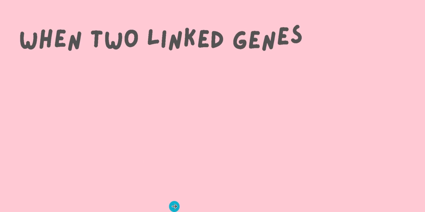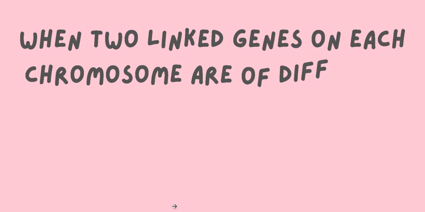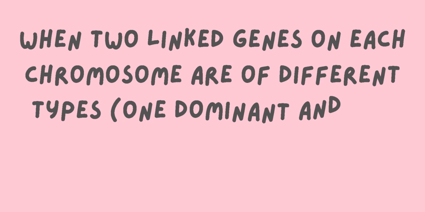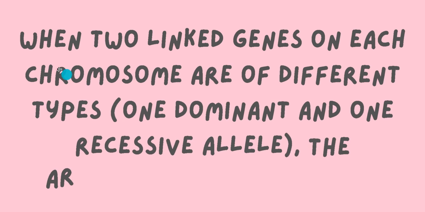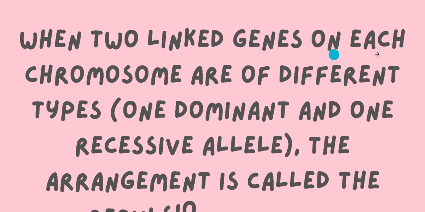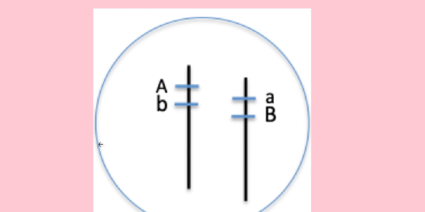On the other hand, if we talk about the trans configuration, trans configuration means when two linked genes on each chromosome are of different types, that means one in dominant form and another in the recessive form. This kind of arrangement is known as trans or repulsion. So through a diagram, we will try to understand this.